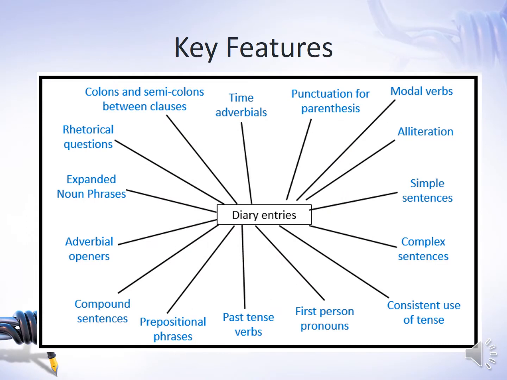So these are some key features for diary entries. They include time adverbials, punctuation for parentheses, modal verbs, alliteration, simple sentences, complex sentences, consistent uses of tense, first person pronouns, past tense verbs, prepositional phrases, compound sentences, adverbial openers, expanded noun phrases, rhetorical questions, colons and semicolons between clauses. Each feature has been explained in class, and we will mention them later together.